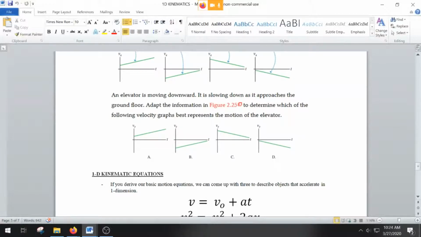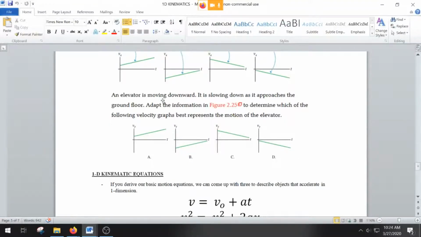All right, so let's say we've got ourselves an elevator. It's moving downwards. It is slowing down as it approaches the ground floor. We want to know which one of the velocity time graphs best represents the motion of the elevator. All right, so think about your directions. When you're dealing with vertical motion, up is positive, down is negative.